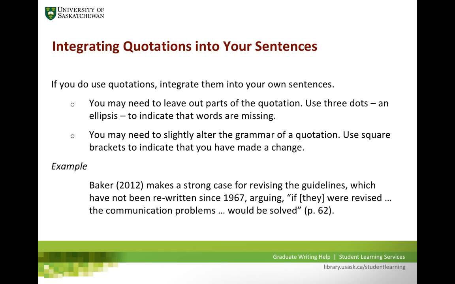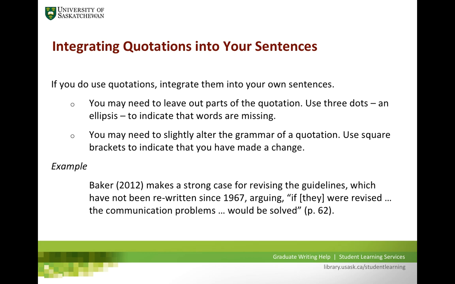Another way of integrating a quotation into the grammar of your own sentence is to actually alter the grammar in the original. For example, maybe your sentence is in the past tense, but the quotation is in the present. Then you can alter the verbs in the quotation so that they're in the past tense. That kind of change you might want to make. And you can do that by using square brackets to indicate that you've made a change. So you put brackets around the words that you've changed or where you've made the alteration.